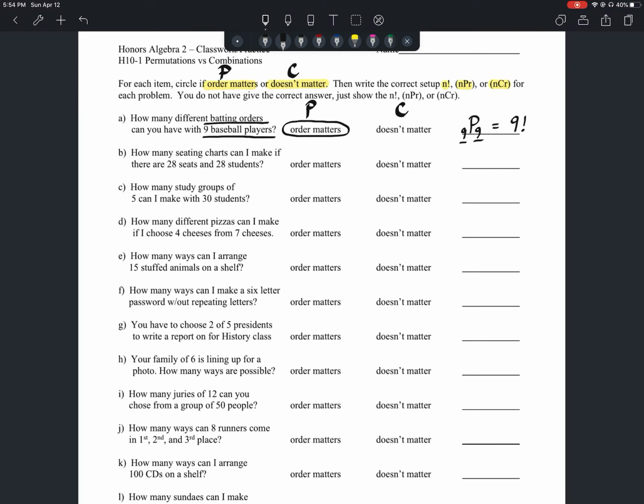Looking at B, how many seating charts can I make if there are 28 seats and 28 students? So where we're putting the students matters. When you're trying to make a seating chart there, if I switch any 2 students, they're in a different order, right? So it's a different seating chart. Therefore, we'll say that this is a permutation. This is 28 students, and we have 28 spots for them there.